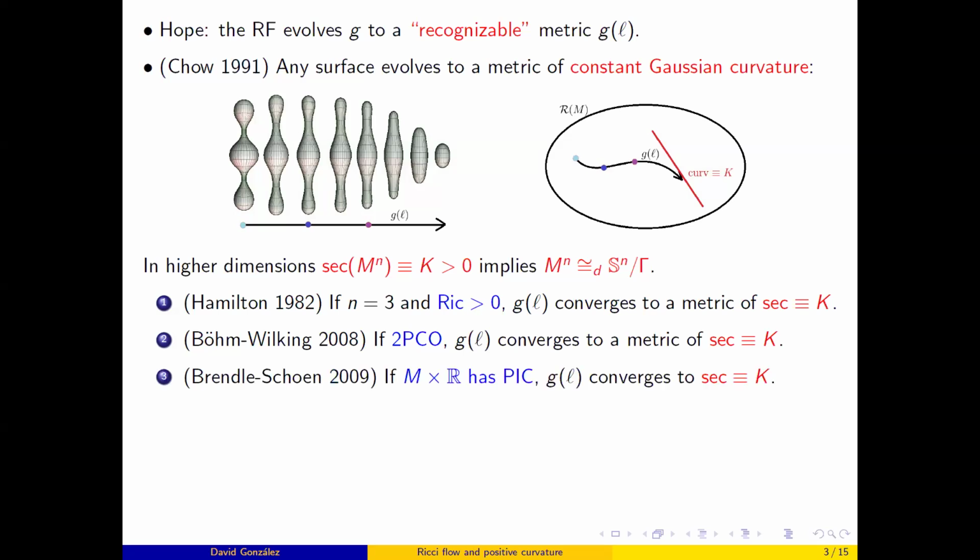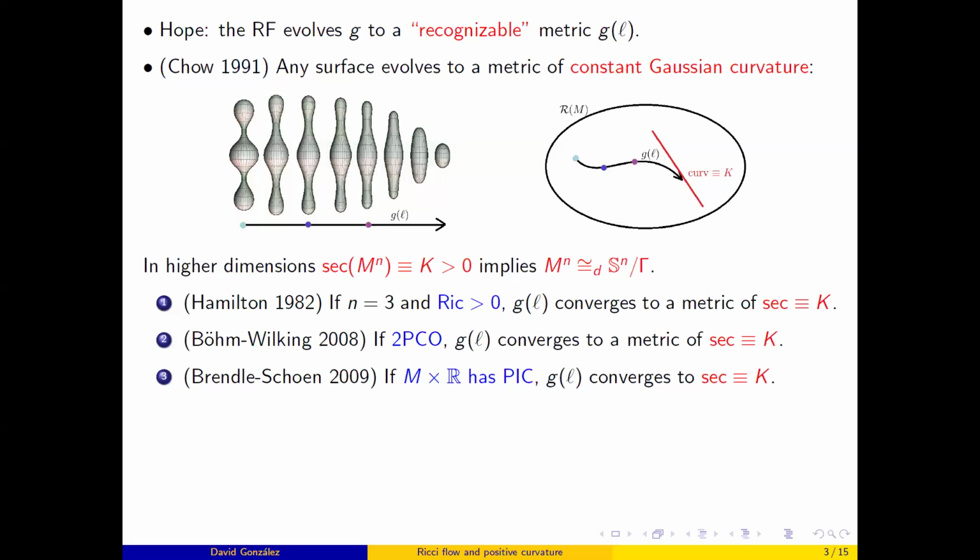And then I want to highlight this theorem of Brendle and Schoen. They proved that if you take a manifold, you cross it with R, and you get something called positive isotropic curvature, then this also converges to a spherical space form.